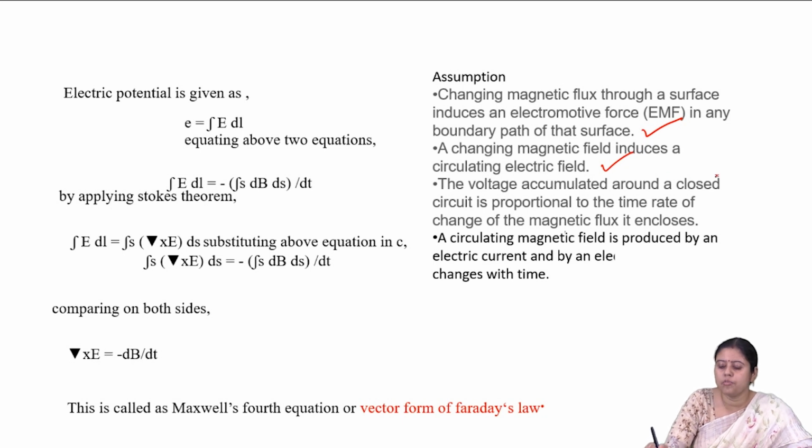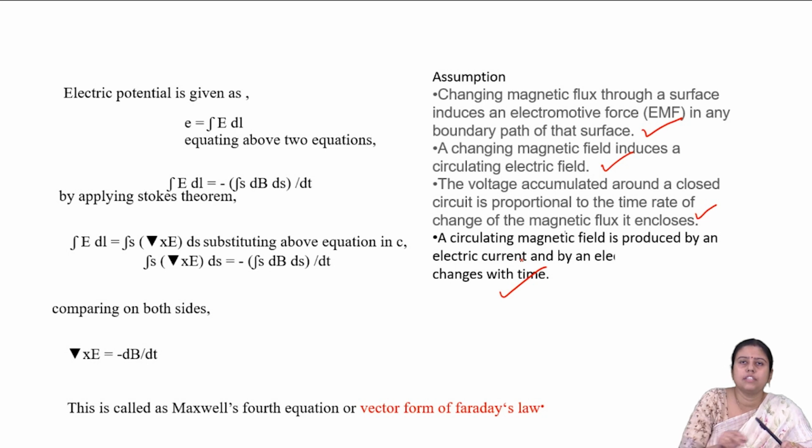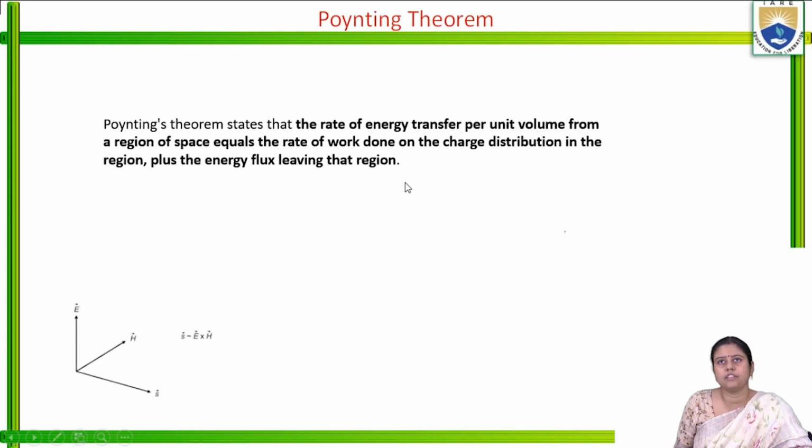The voltage accumulated around a closed circuit is proportional to the rate of change of flux. A circulating magnetic field is produced by an electric current and an electric field that changes with time. So these are the four assumptions. Now we are coming to our main segment.